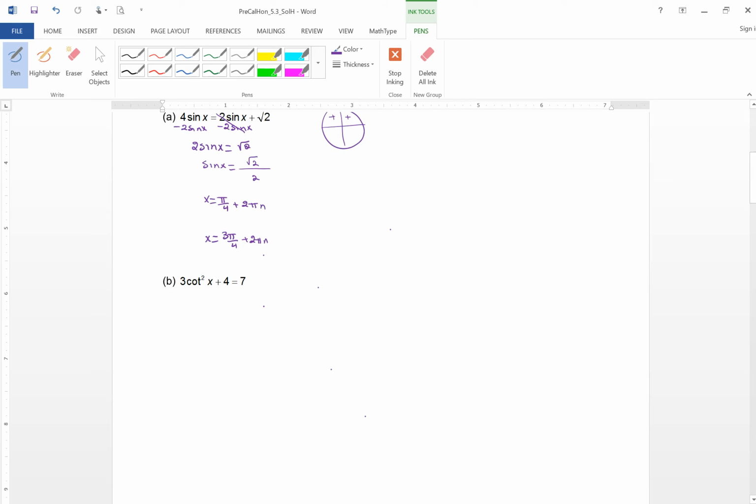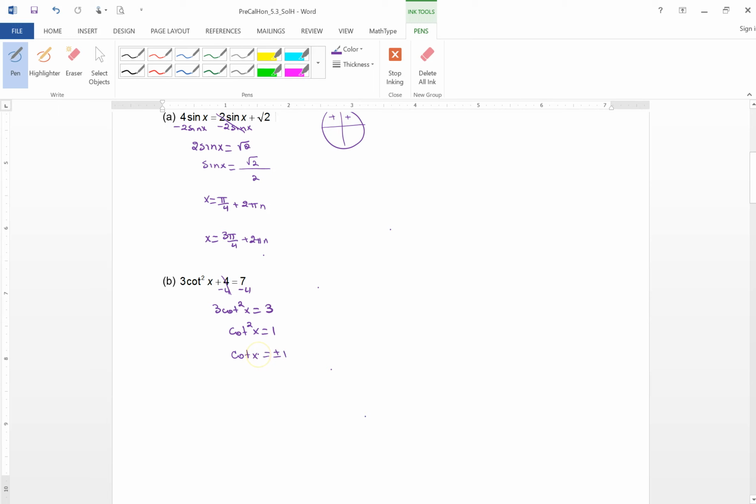All right, so this next one is a cotangent. We're going to subtract a 4, and we get that it equals 3. Dividing by 3, cotangent squared x equals 1. Take a square root of both sides. Cotangent of x is now plus or minus 1.